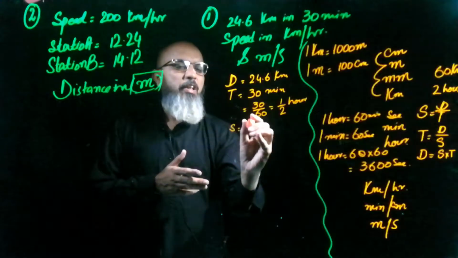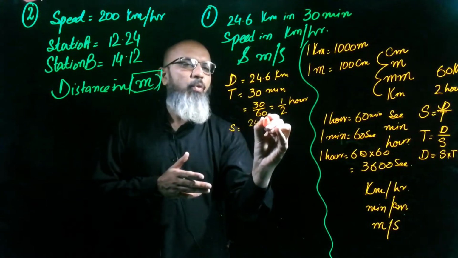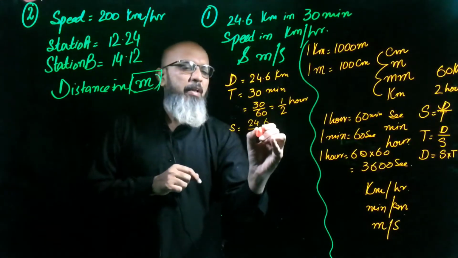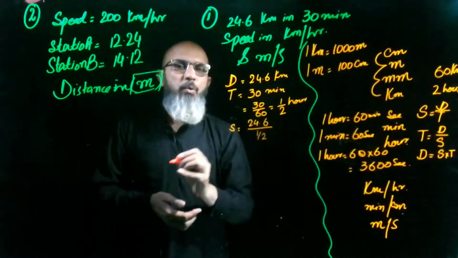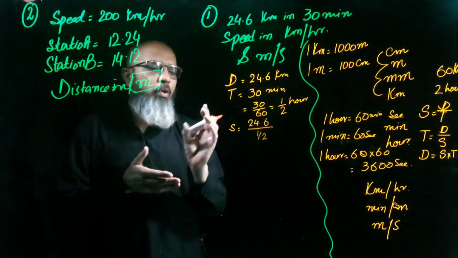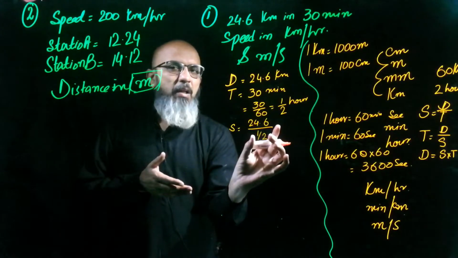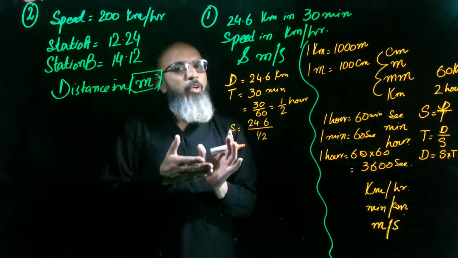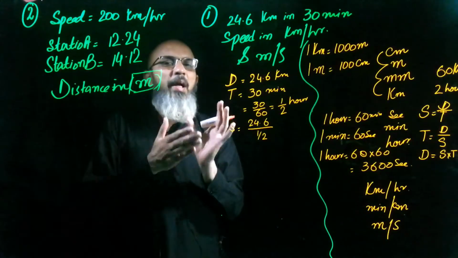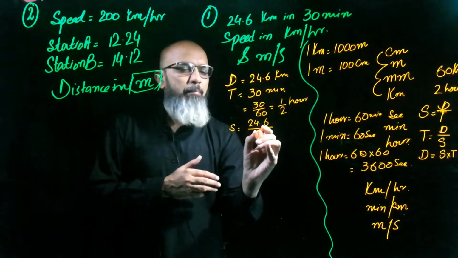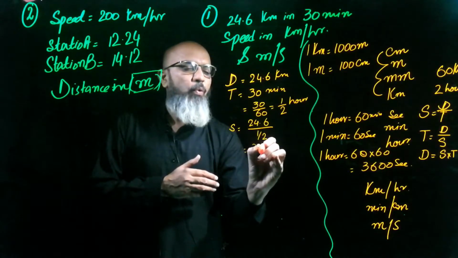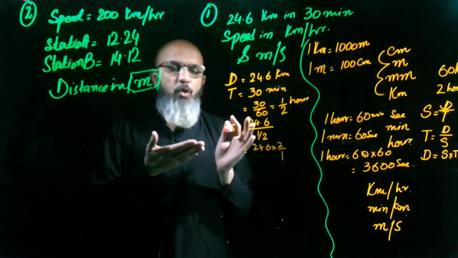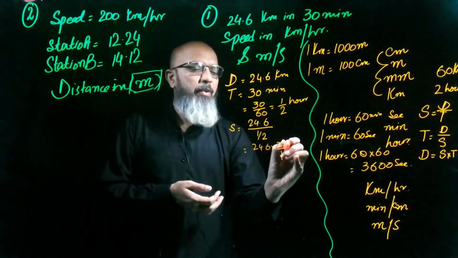So what is your distance? Your distance is 24.6 kilometers divided by the time. And what is your time? That is 1/2. And now you know, if there is a fraction in the denominator or in the division sign, when we are going to multiply, we will write its reciprocal, meaning simply 24.6 multiplied by 2/1. So multiply this one. What will be your answer?